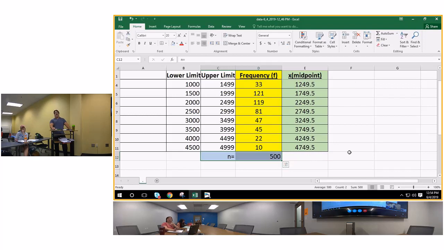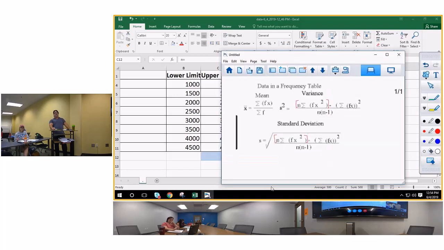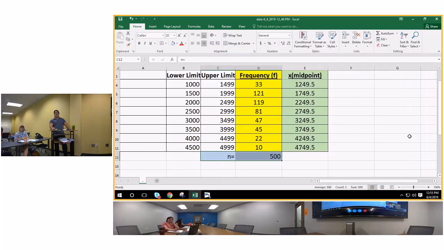So now you've got all three, but we need one more. Look at the formulas. You've got N, you've got X, you've got F. But which one do you not have? The mu. X squared. We don't have X squared. So we got to have another column. And what are we going to call it? X squared. It's a miracle.